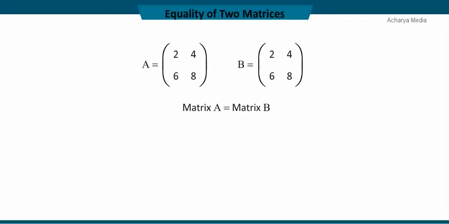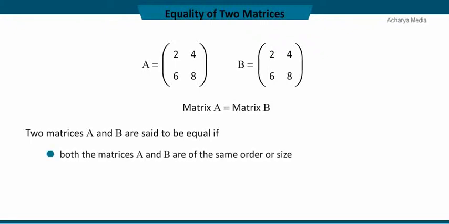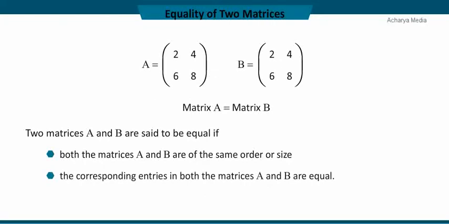Hence, you can define the equality of two matrices as follows: two matrices A and B are said to be equal if both the matrices A and B are of the same order or size and the corresponding entries in both the matrices A and B are equal.